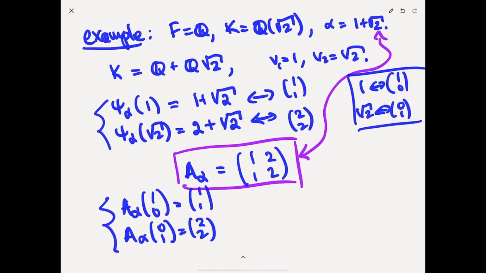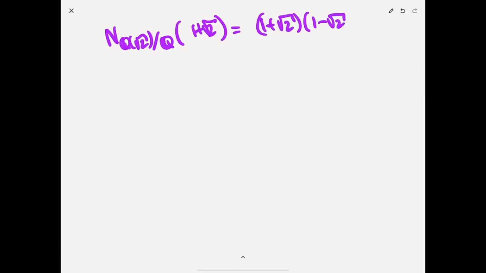Let's just check some of the properties that we did. Let's do the norm. The norm from Q adjoin the square root of 2 to Q of 1 plus 1 times the square root of 2 is 1 plus the square root of 2 times 1 minus the square root of 2. That's how we defined it previously. This is a difference of squares, 1 minus the square root of 2 squared. So this is 1 minus 2, which is minus 1. It actually gives us a unit, by the way. That's the first way.